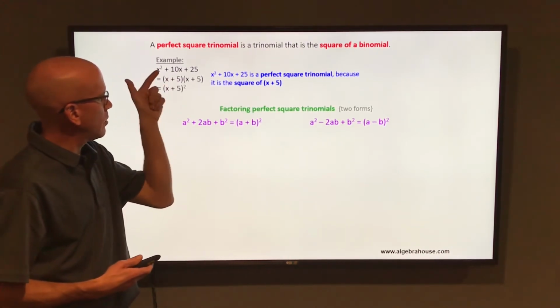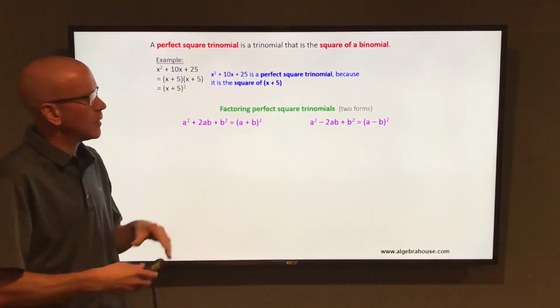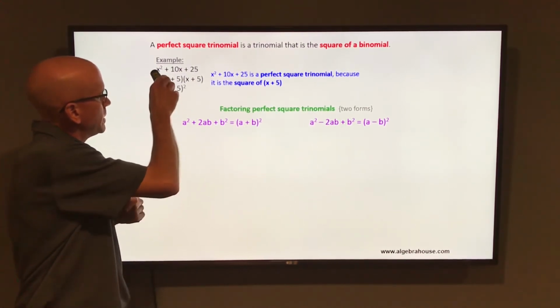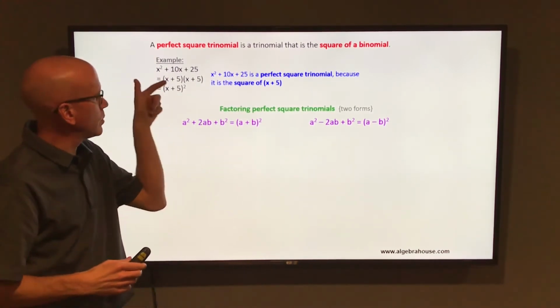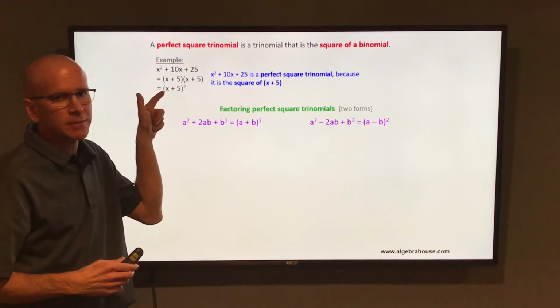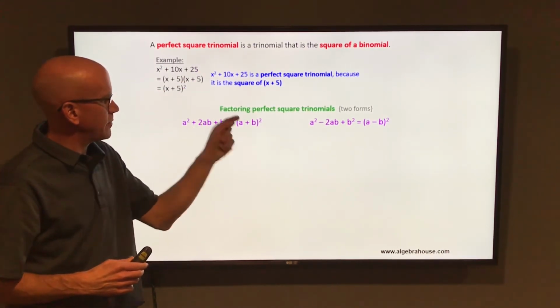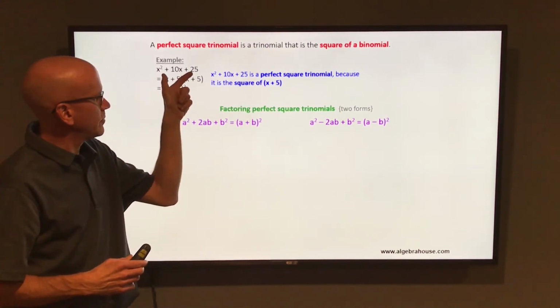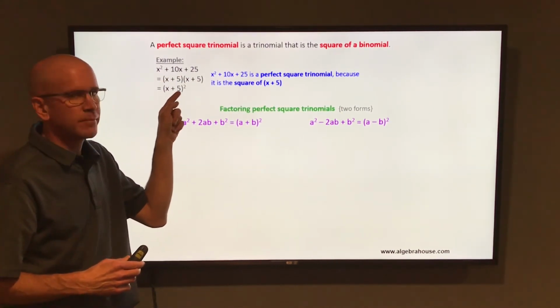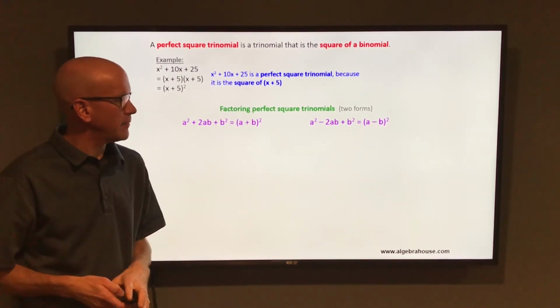So how would you go from that using this form to this answer? Well, a squared is x squared, so this a would be the square root of x squared, and that is x. And then if b squared is 25, the number that goes in the b spot here is the square root of 25, and that is 5. Put it in parentheses and square it. It's going to be x plus 5 squared.